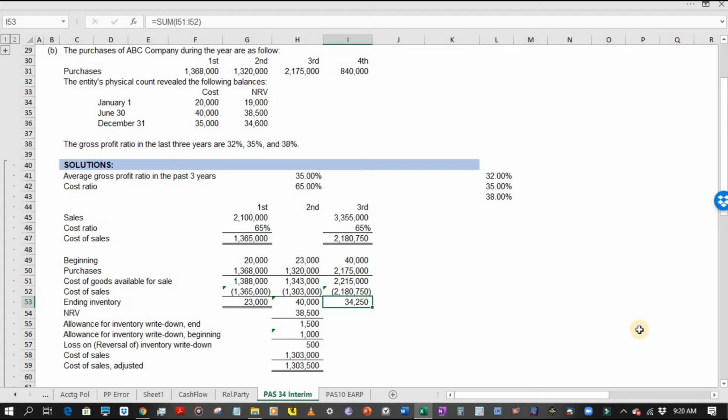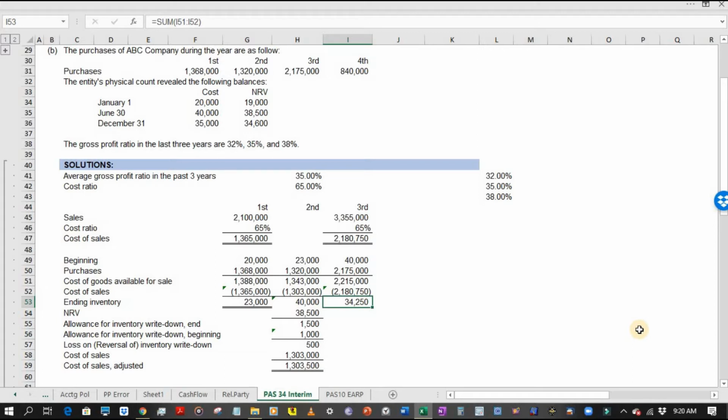So for the third quarter, since we have no physical count, our ending inventory that will appear in the statement of financial position is 34,250. That is as of September 30. Then the income statement cost of sales is 2,180,750, so that it will be for the non-cumulative income statement in the third quarter. So let us now proceed to the fourth quarter.